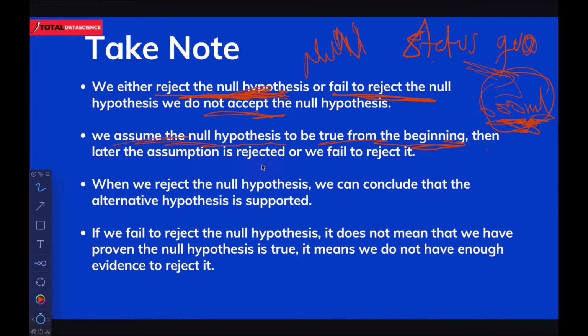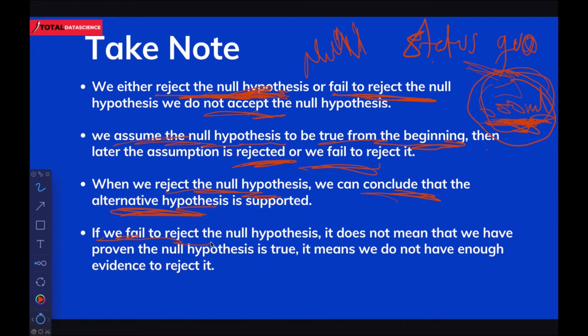So later on, we are either going to reject or we are going to fail to reject, right? And when we reject the null hypothesis, then we can actually conclude that the alternative hypothesis is now being supported, right? So if we are able to reject the fact that they say the content is 600 ml, and prove that the bottle is not containing 600 ml, then our alternative hypothesis, which is saying that the content is not 600 ml, is actually being supported.